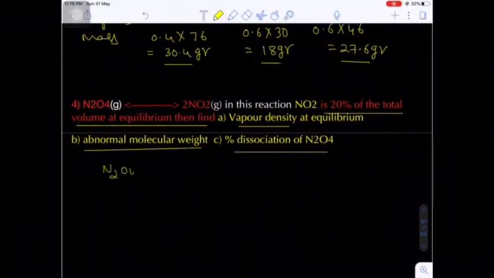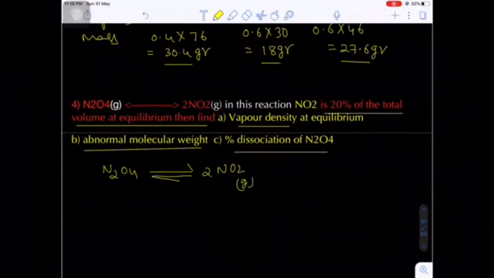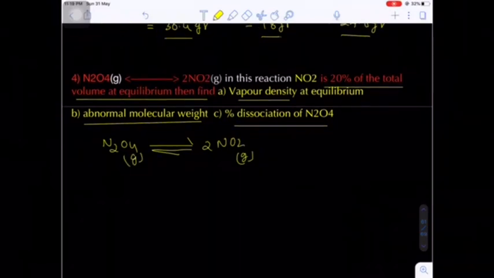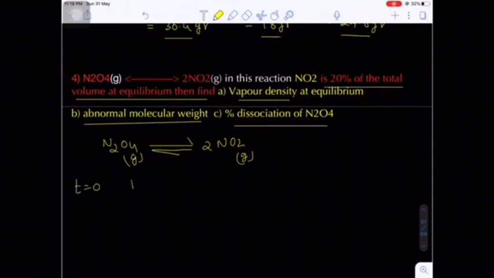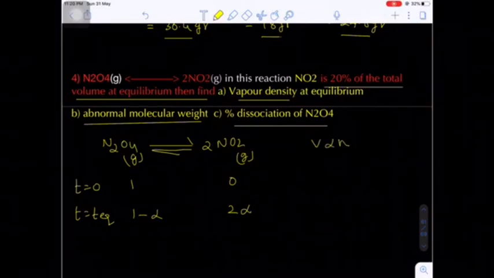Now first of all, write the equilibrium reaction. N2O4 in equilibrium with 2NO2. Now let's suppose I am taking 1 mole of reactant at equilibrium. Suppose alpha moles decompose. Here 2 alpha moles will be formed. Now here volume is directly proportional to number of moles according to Avogadro's hypothesis. So in the question, percentage by volume is given, shall I take the percentage by moles? Yes.